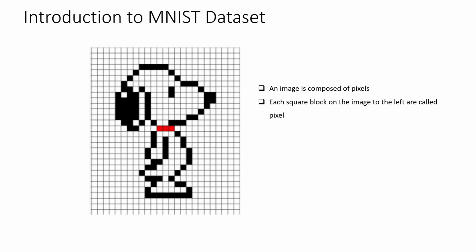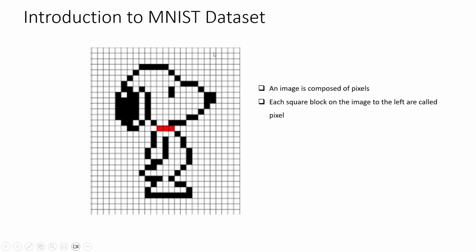So what's an image? This is an image. An image is composed of pixels. Each square block on the image to the left is called a pixel. These guys are called pixels. This is as small as an image gets. You cannot get any smaller than these pixels. This is one pixel that's basically black. This is one pixel that's basically red. And these two guys are pixels that are white. This is a discrete architecture.